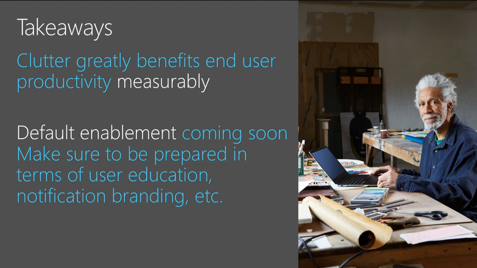The other thing is the notification branding. If that's needed in your organization, along with the retention policy settings and things like that, please make sure to do it in advance of default enablement, because the rate at which people opt in to the feature is roughly 10% in most organizations. Our expectation, based on what we've seen with default enablement, is close to 85, 90%. So the number of users that end up with the Clutter feature on is a lot more than what we have today, and we want to make sure that you're prepared.